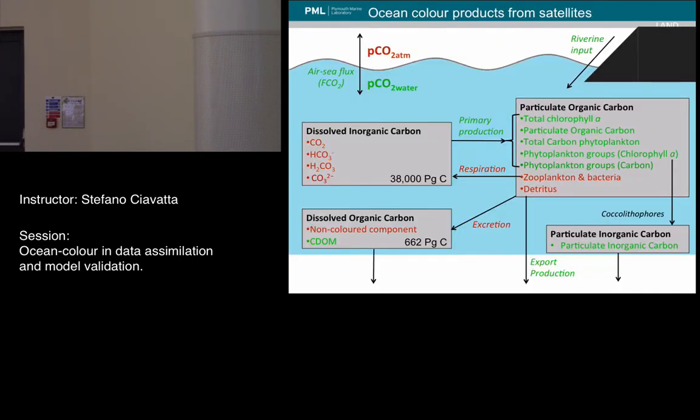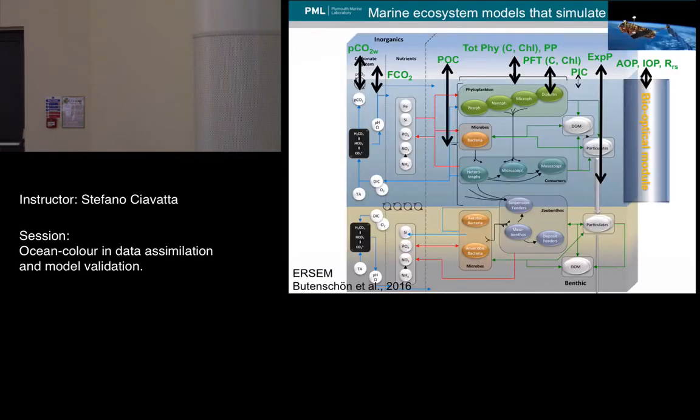But what's interesting on this occasion is that, you have seen, I think, this slide from Shuba, where all the variables that you can observe from space are in green. Okay, these variables, you can find them as output of this model. Not really all of them, but it's okay.